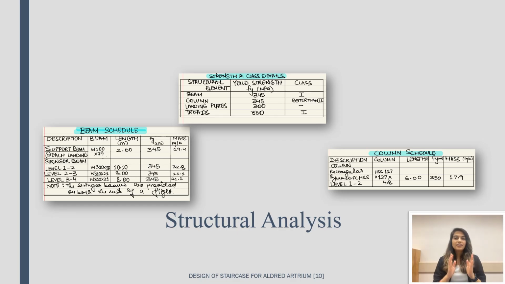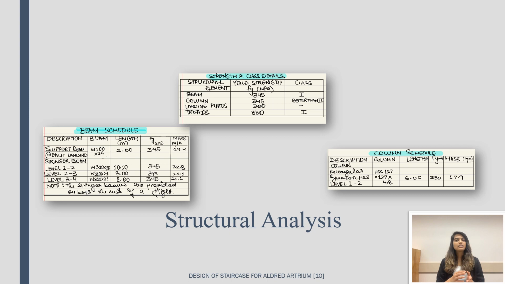After designing the treads and the landings, the next step was designing the beams and required columns for the structure. We have two beams in our structure. One shall be the support beam and the other one shall be a stringer beam. A support beam is provided beneath every landing to support the landing in its position. Therefore, the beam which was light and which proved to resist the required shear, deflection and movement was a W100 x 19 with a length of 2 meters, having a yield strength of 345 megapascals, and was of class 1.